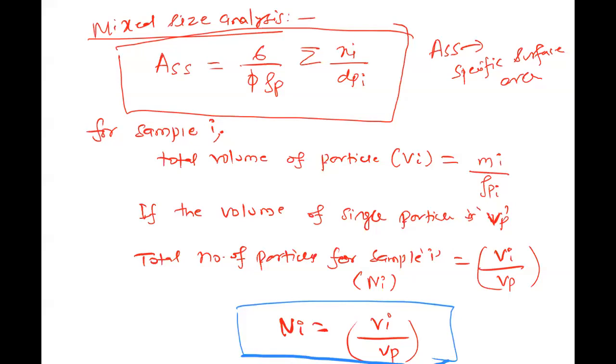Actually, this topic is under size analysis. I is for a particular sample, it is not for a single particle. For a sample I, the name of the sample is I. It is a mixed size analysis. Why is it mixed size? Because it is a combination of many sizes. Different types of particles are there and their sizes are different. So how can you calculate its specific surface area? This is the concept for this. Is it clear?